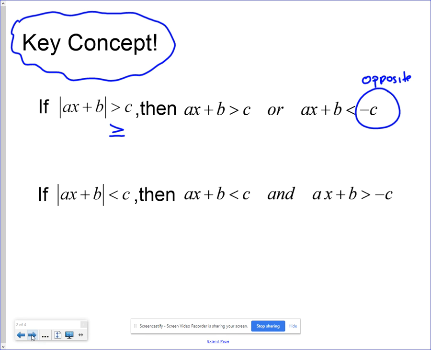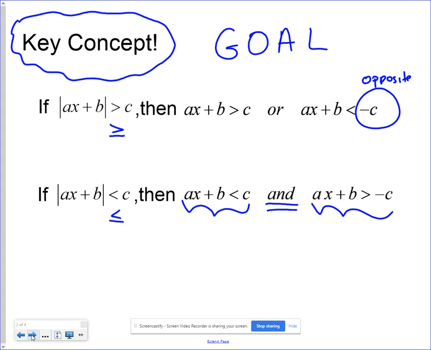Down here, if you got your absolute value and it's less than or equal to, then you write it out as two inequalities joined by the word and. Okay? Now, how I remember whether it's or and is this word: goal. Because remember, your goal, hopefully, is to get the answer correct. This little word goal only works if you have the absolute value on the left side.